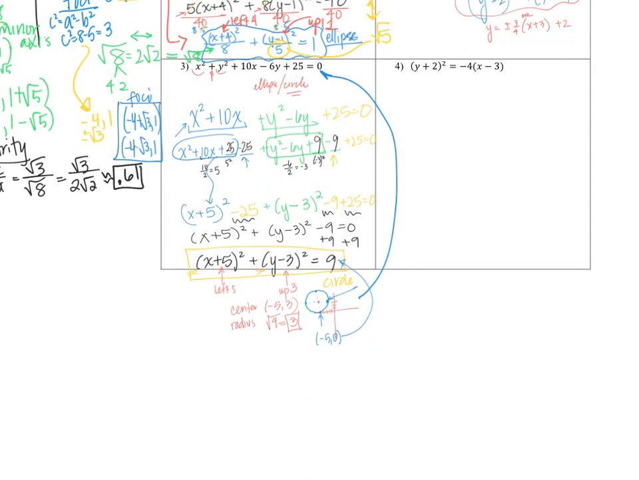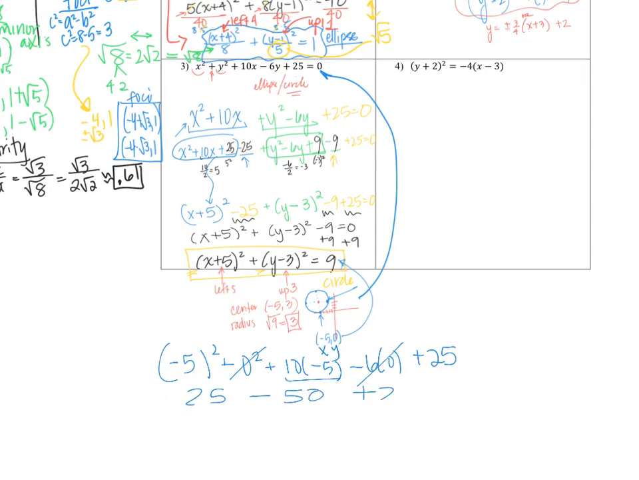So just to check, in the beginning equation, if I replace my x with negative 5, that's going to be negative 5 squared plus y squared is 0 squared plus 10 times negative 5 minus 6 times 0 plus 25. All the zeros will go away. This will be a 25. This will be minus 50. Plus 25, it does equal 0. So it satisfies that first equation. So that's a good kind of start to checking that you were correct.